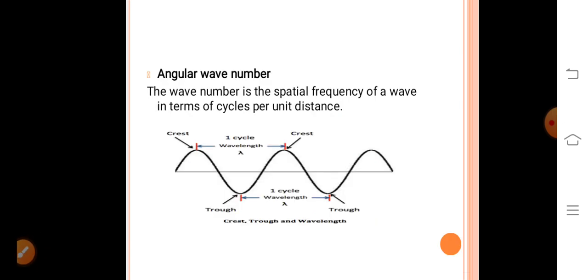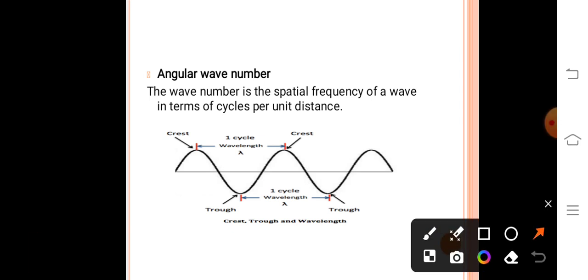Next is the angular wave number. The angular wave number is the spatial frequency of a wave in terms of cycles per unit distance. Here in this graph we see that this portion shows the wavelength, and it also shows one complete cycle. So for the wave number, we see the frequency of a wave in terms of cycles per unit distance.